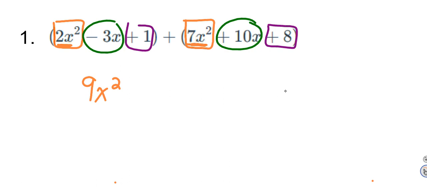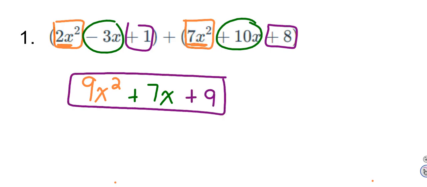Then I'm going to look at what's in the green. I've got negative 3x and a positive 10x. If you have to pick up your calculator, no shame in that. Negative 3 plus 10 gives us a positive 7x. Then we'll move on to the plain old numbers, which we call constants. We have a positive 1 plus an 8. That gives me a 9. So this is my answer.